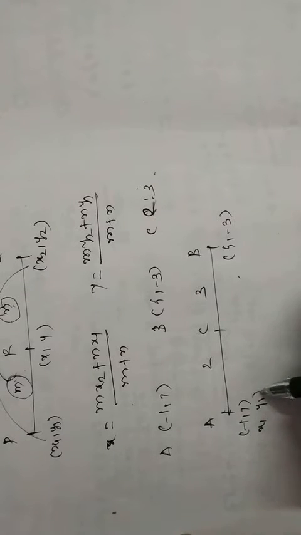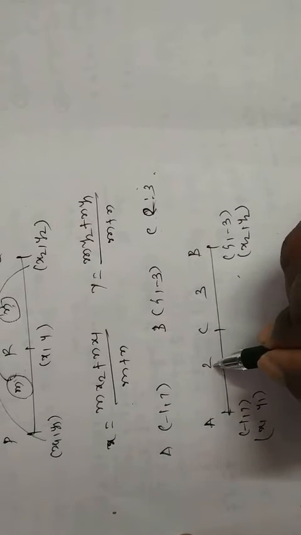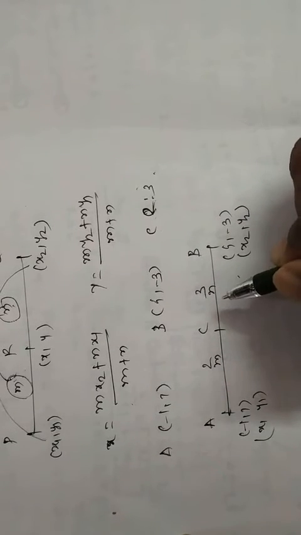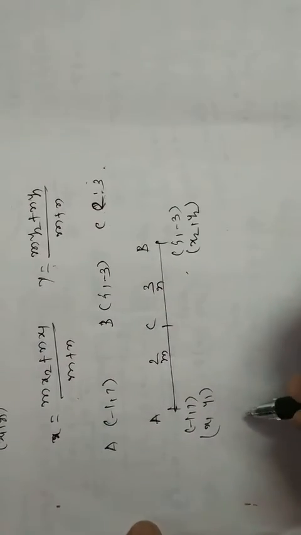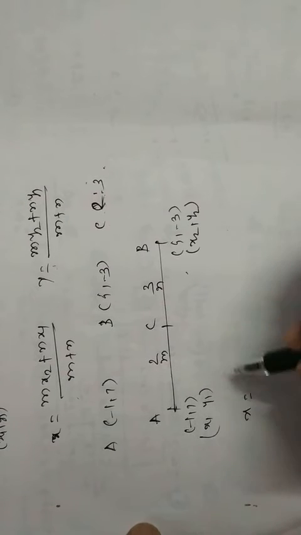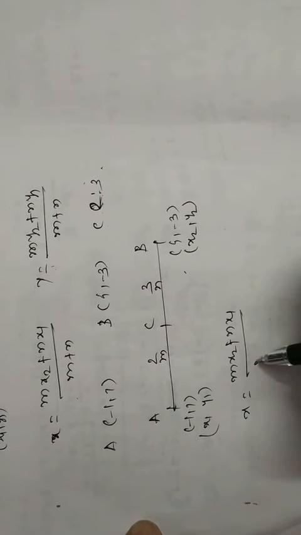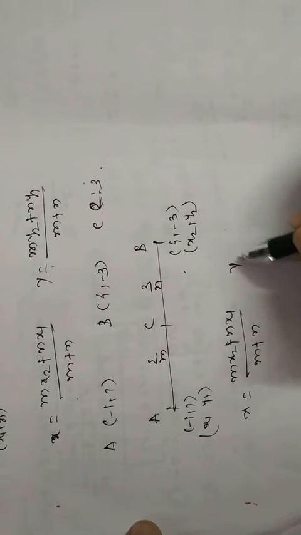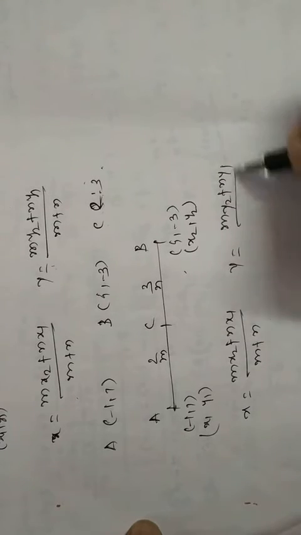Comparing this with the line or graph, this is called x1, y1, this is x2, y2, this is m and this is n. So put all this into the formula. What is x equal to? There is a formula: x = (mx2 + nx1) upon (m + n), and y = (my2 + ny1) upon (m + n).